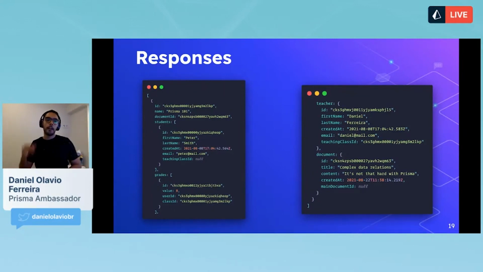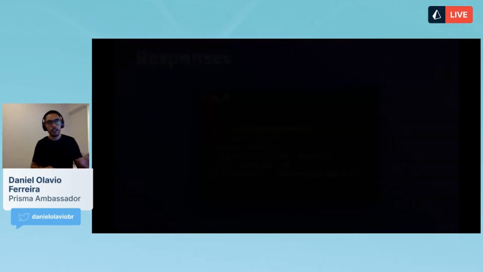So it brought me the Prisma 101. It brought me the ID, the name, the document ID that it has associated with it, the list of students, and this came because we asked it to bring it along with the include. Same thing for the grades: it brings me all the objects that are associated with it. The teacher, again because of our include, gives me the name of the teacher and all its data, and the document that's associated with it, and again, all of its data.